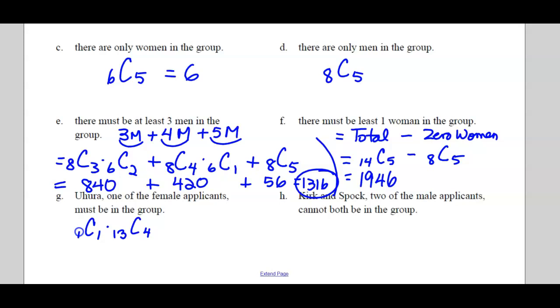Anyway. Okay, so Herc and Spock, 2 of the male applicants, cannot both be in the group. So neither of them could be in the group, or one of them could, or the other, but not both. So this is another example where I would use the complement. Otherwise you'll have to do neither of them in it, Spock in it only, Herc in it only, and then figure out how to do these together. Might be easier to go total minus both.